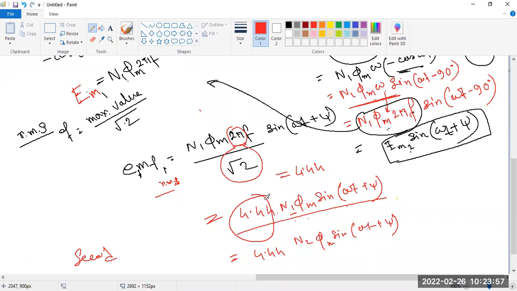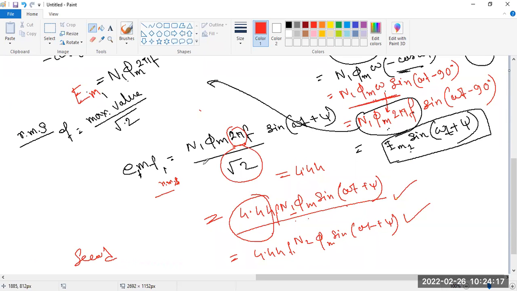Sir, F should be... F is the same. Frequency is there. Yes, F is frequency. So this is the EMF equation.